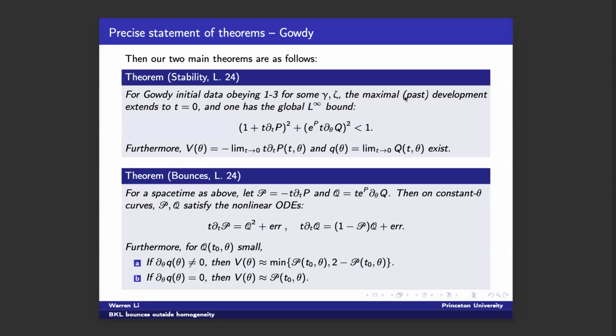And what do I mean by that? I define certain objects, and I say that on constant theta curves, or more generally basically any timelike curves, these objects satisfy some nonlinear system up to similarity. And the error terms really do go to 0. It goes to 0 this way. Then I can understand bounces just by understanding orbits of this system, which has four variables.